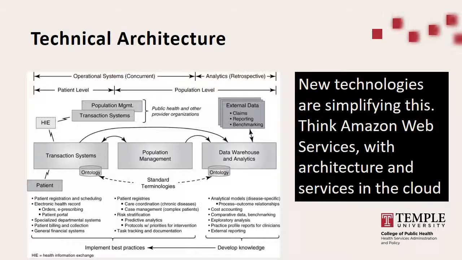New technologies are now simplifying this architecture. So think Amazon Web Services. It's subscription-based. There's architecture in the cloud, services in the cloud, and they include every type of analytics platform to be able to look at data from a descriptive perspective all the way through to predictive, using tools such as Amazon SageMaker, which uses artificial intelligence and deep learning.